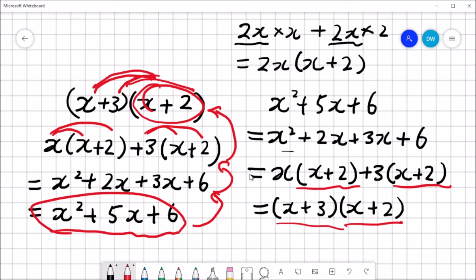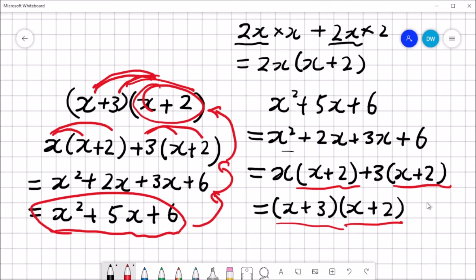Now, think about it. The crux of the procedure here is to recognize what to separate the middle term into. Here, because we already did the expansion, we know to separate it into 2x and 3x, and then factor it further.